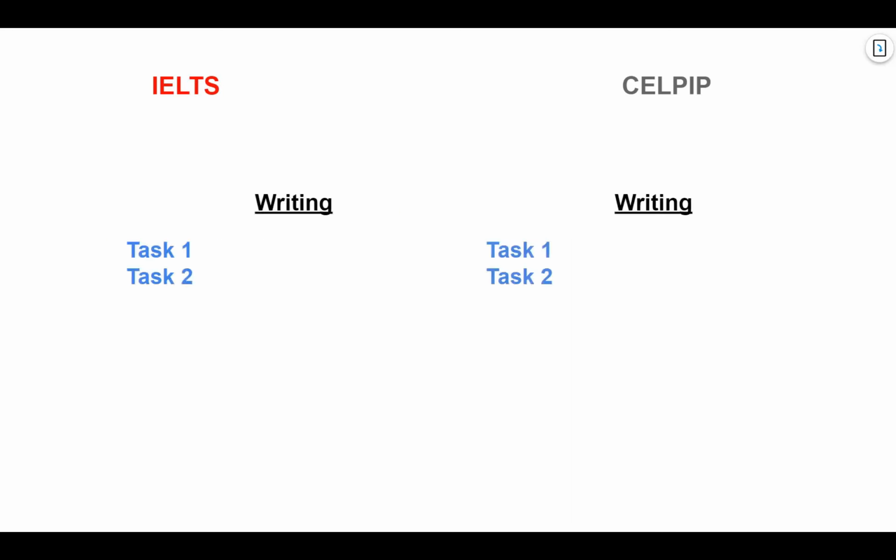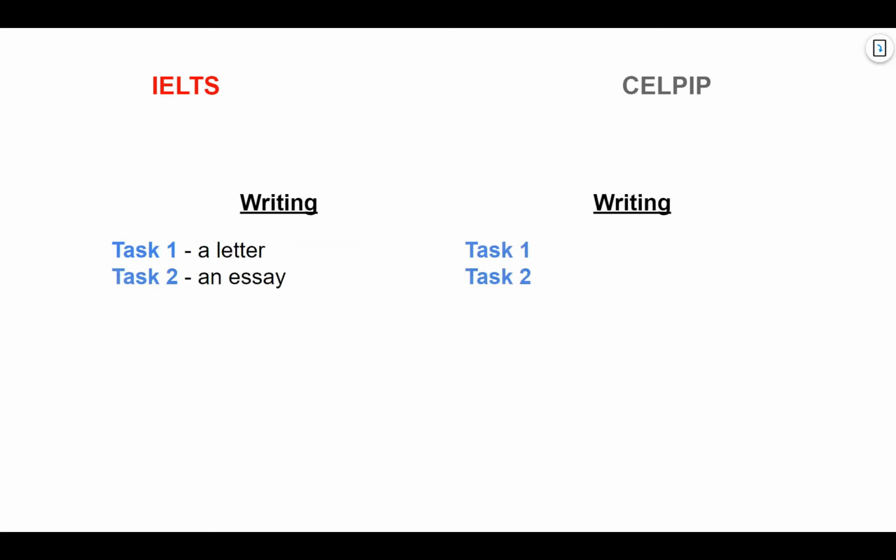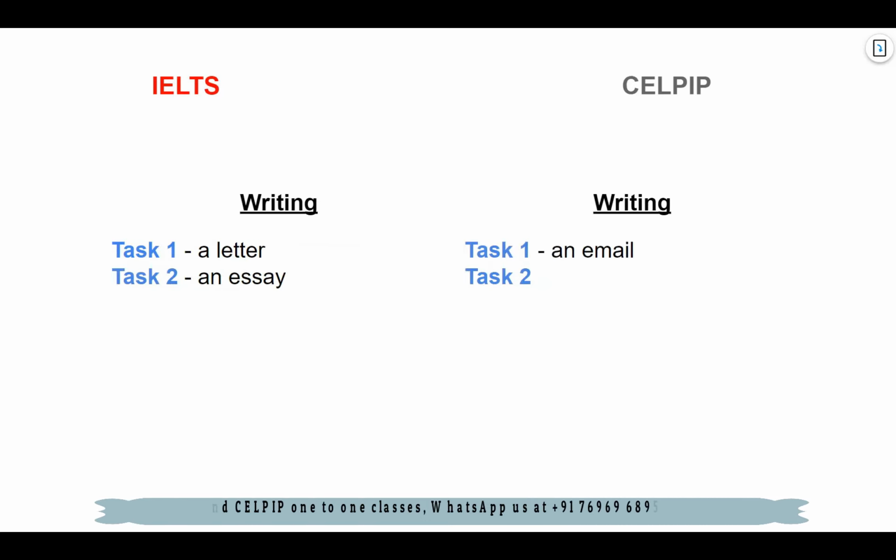Now let's talk about the writing. There will be a task 1 and task 2 in both the tests. In the IELTS task 1, you get a letter, and in the task 2, you have to write an essay. In the CELPIP test for the task 1, you have to write an email. And for the task 2, you have to respond to an opinion survey.